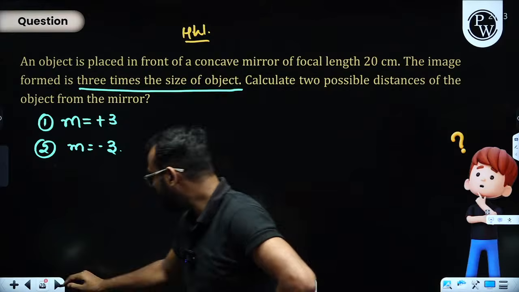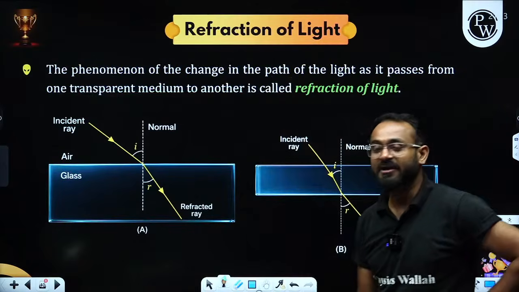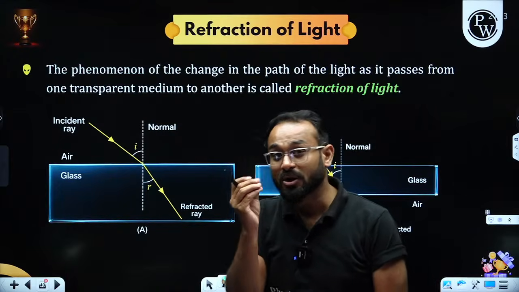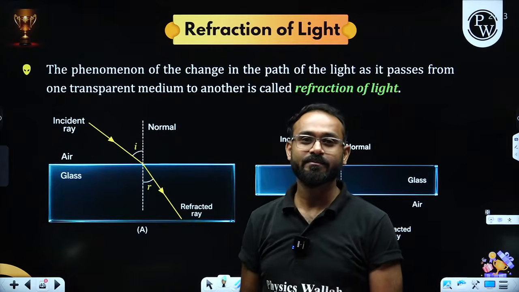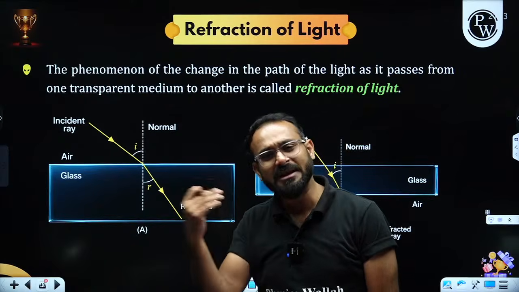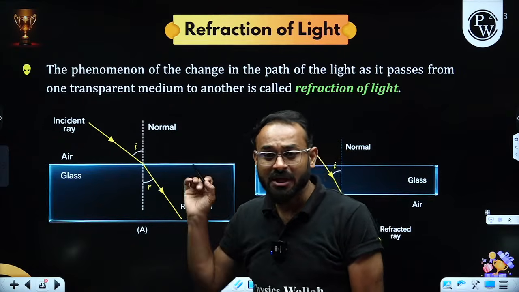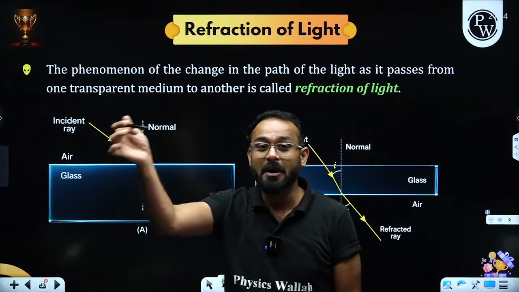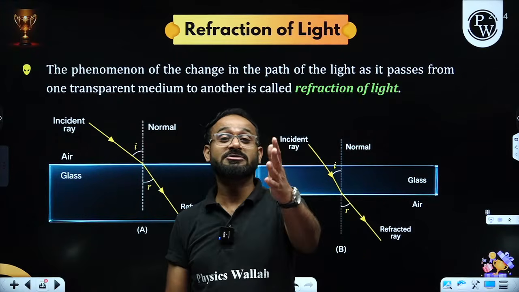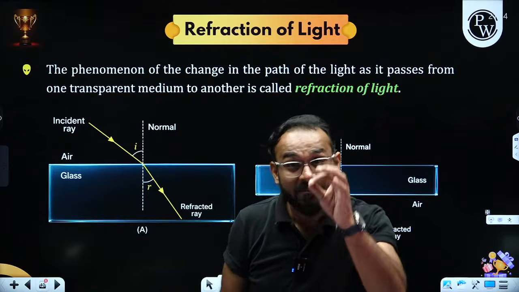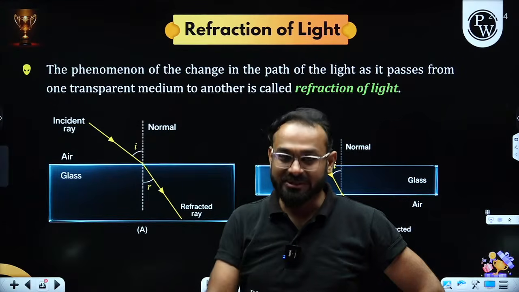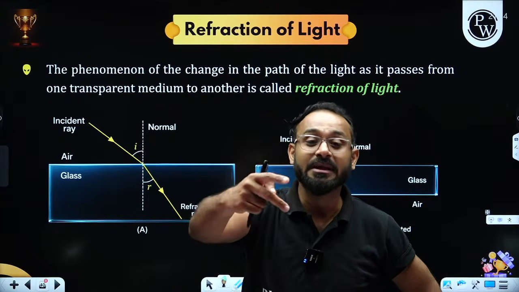Fine. Talking about the second phenomenon: reflection is done. The second phenomenon is called refraction of light. What was happening in the reflection of light? It was striking the surface and bouncing back. But in refraction there is no bouncing back of light. Then what will happen? It says that there are two different mediums.